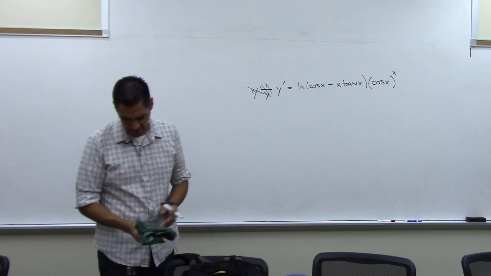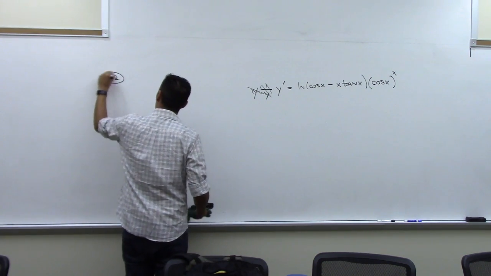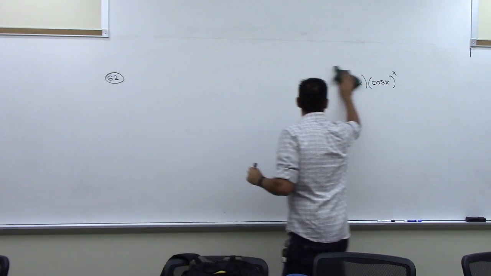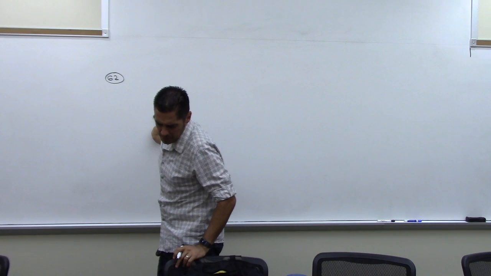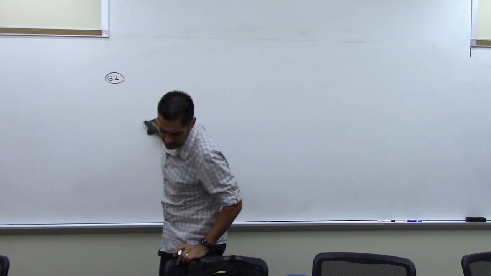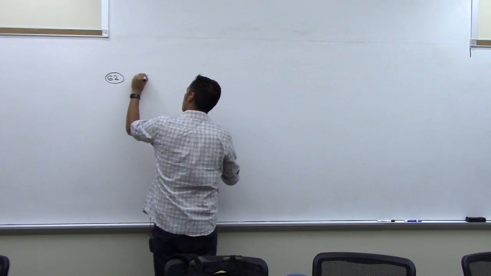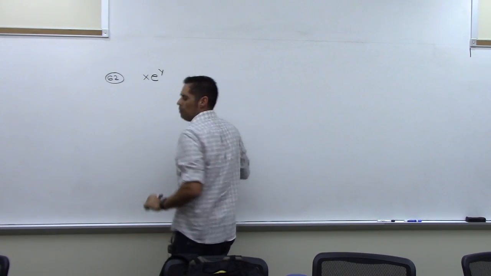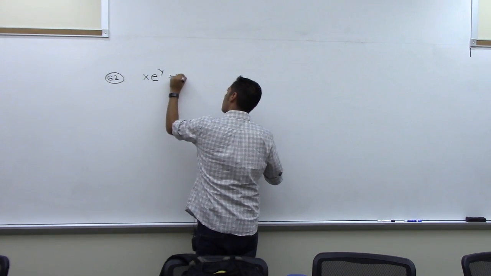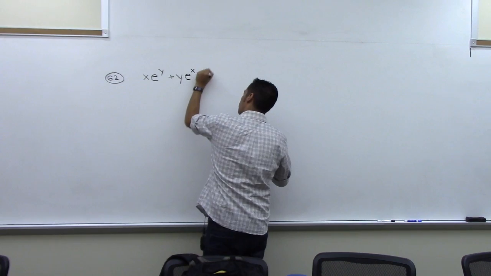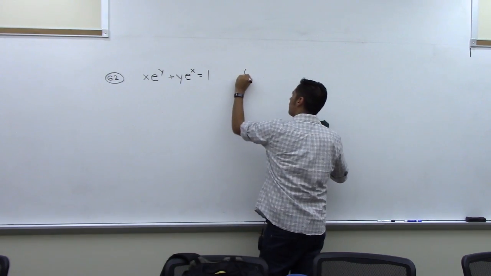And 62. Find the equation of the line tangent to the curve x e to the y plus y e to the x equals 1 at the point (0, 1).